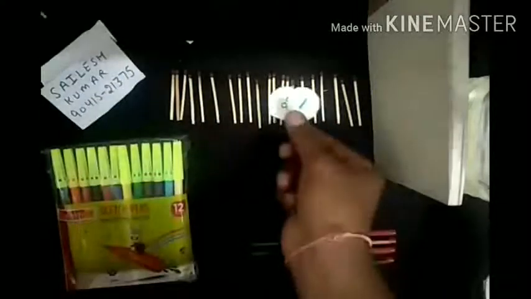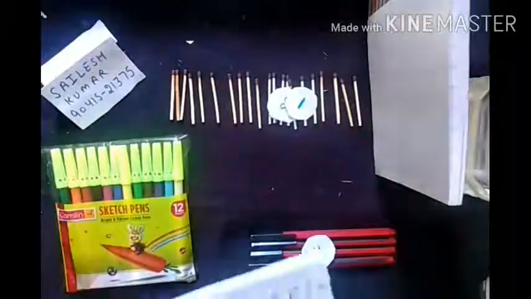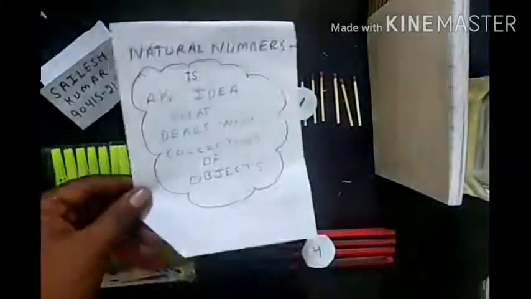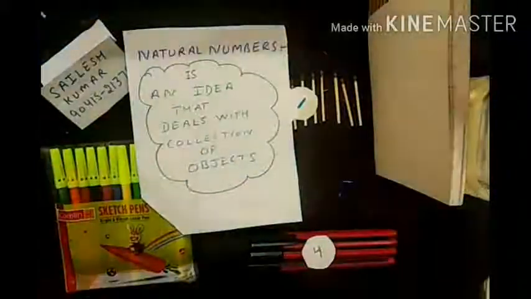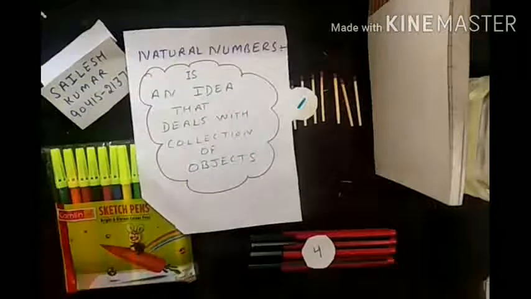So what can I deduce? I can make a result that the natural number is an idea that deals with the collection of objects. Clear?